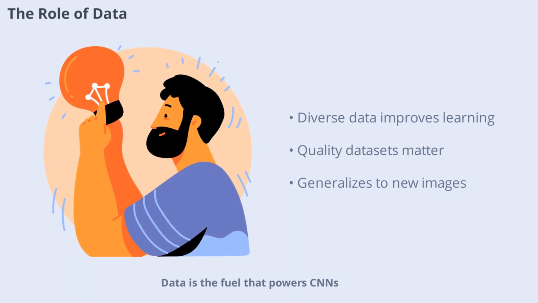Data is the fuel that powers CNNs. The more diverse and extensive the training data, the better the network can learn to recognize different objects and patterns.